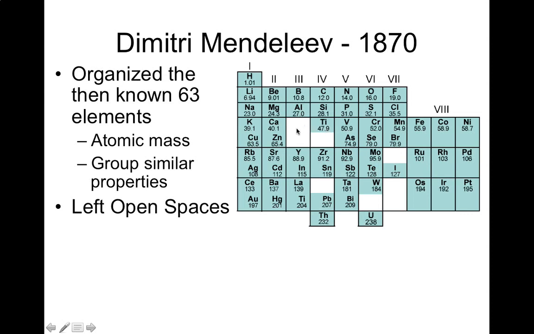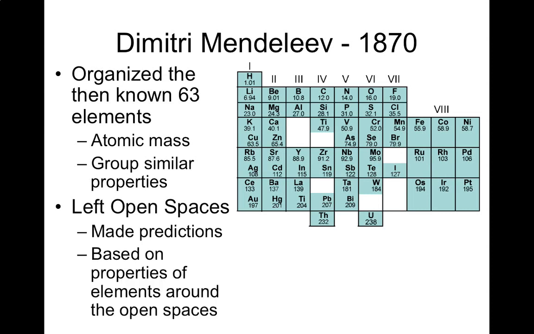So what he did is he left this space and he said, okay, some element sometime somebody's going to discover, and that's going to fit in right there, somewhere between mass of 40 and mass of 47. And it's going to have properties that are similar to aluminum and boron. So he left these open spaces in a predictive manner that he hoped and thought someday would fill up and match perfectly. And he made these predictions, and he based them all on the properties that were surrounding them.